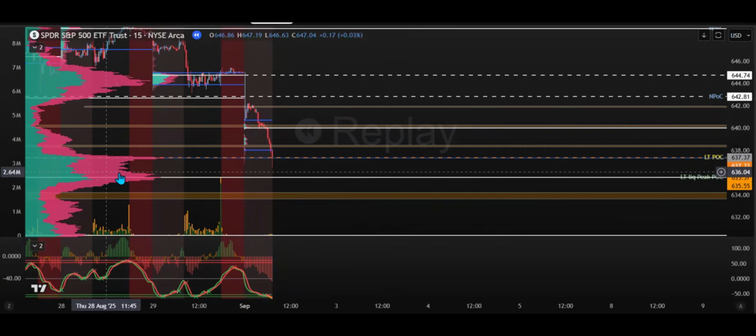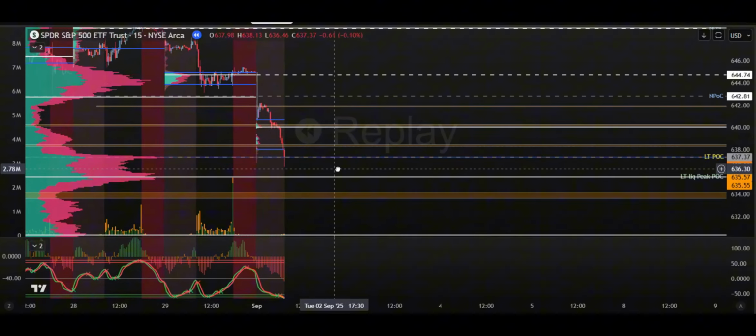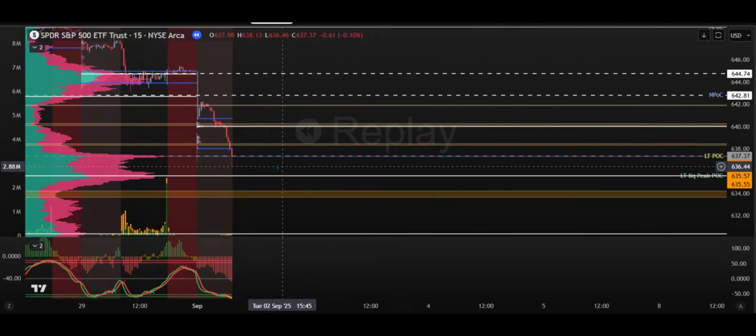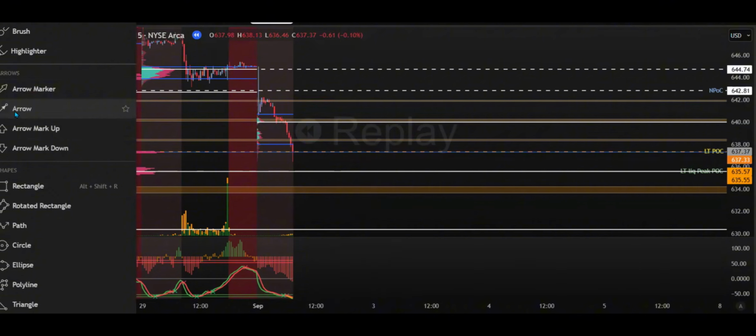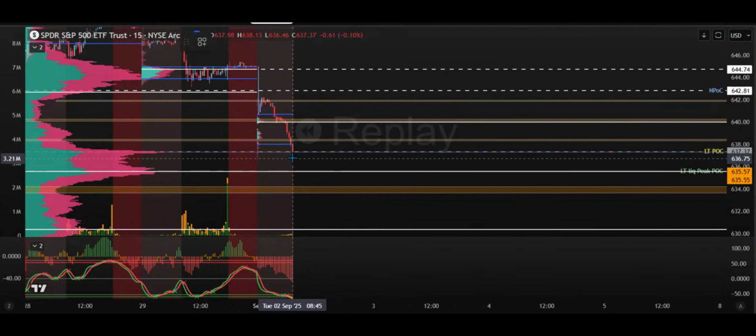And if you guys need a refresher on volume profile, go ahead and check out my basics video. But what we can say is that if trading were to come up, let's say to here, this low volume node, there's going to be volume that's going to support pushing it back down towards the point of control. So that is one possibility of what could happen.